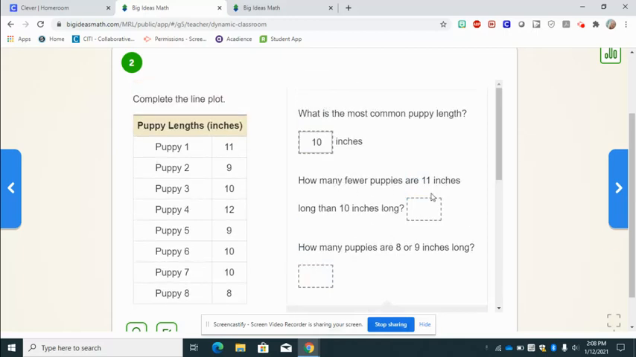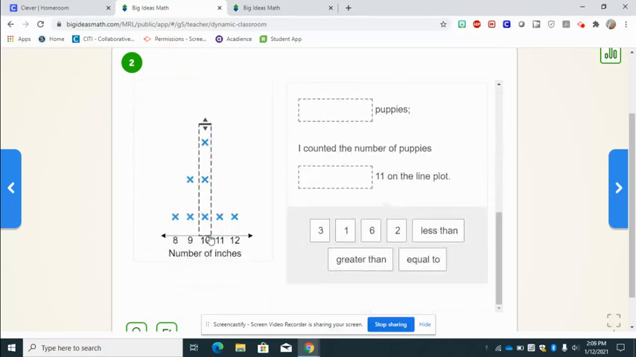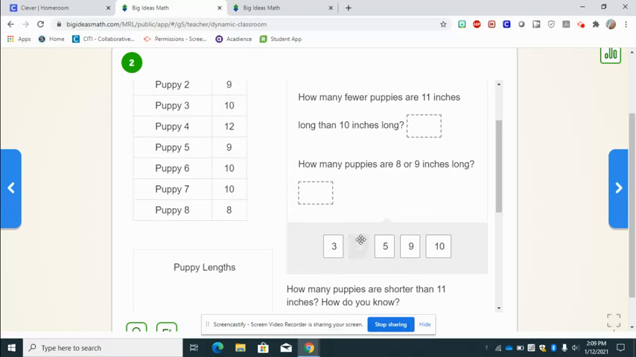How many fewer puppies are 11 inches long than 10 inches long? Okay, so we're going to look at our number 11 and our number 10. There is 1 X for 11 and 3 X's for 10, and I know that 3 is 2 more than 1, so that answer is 2.